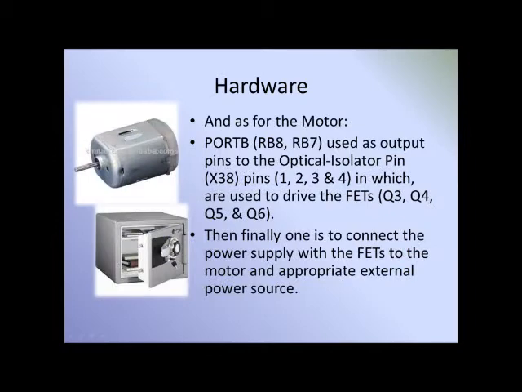Now, for the motor, we will also be putting this on port B, pins RB6 and RB7 used as output pins to the optical isolator pins J8 pins 1, 2, 3, and 4, which are used to drive the FETs Q3, Q4, Q5, and Q6. Then finally, this is connected to the appropriate external power source.